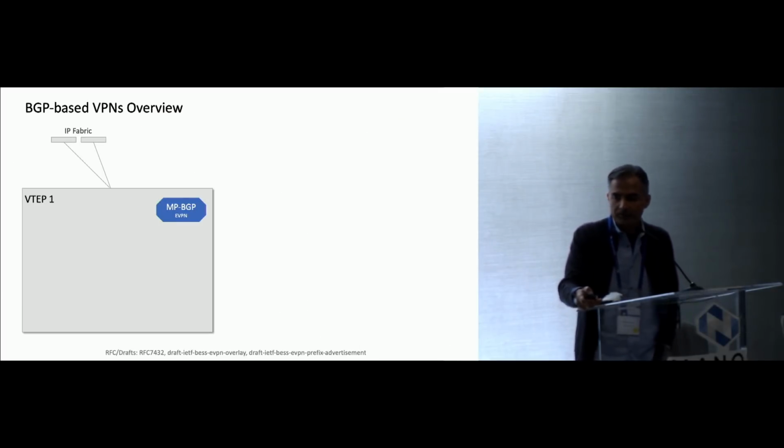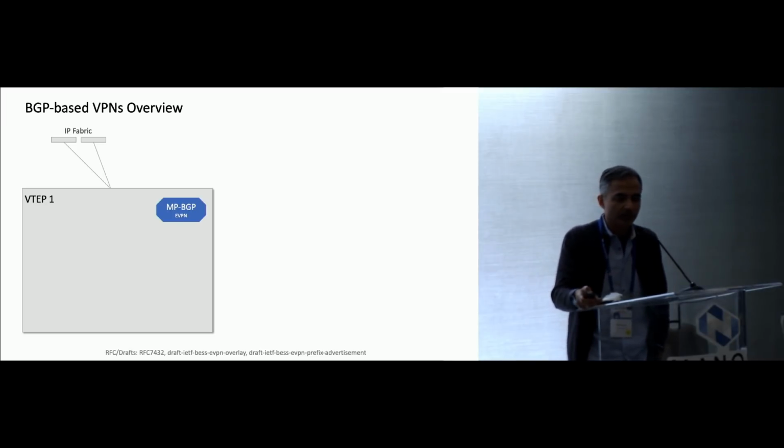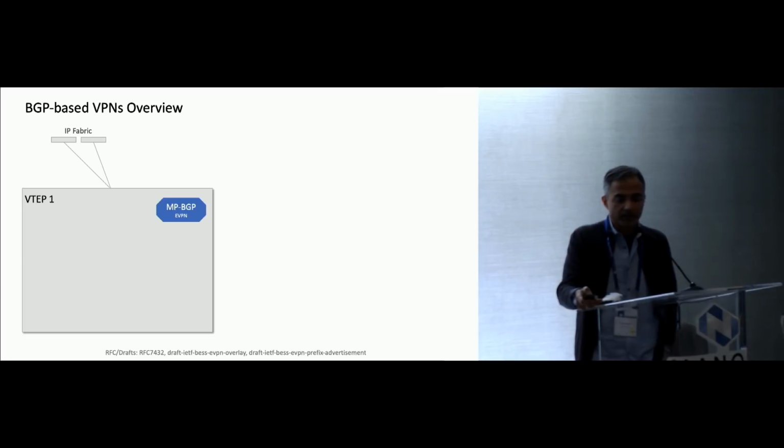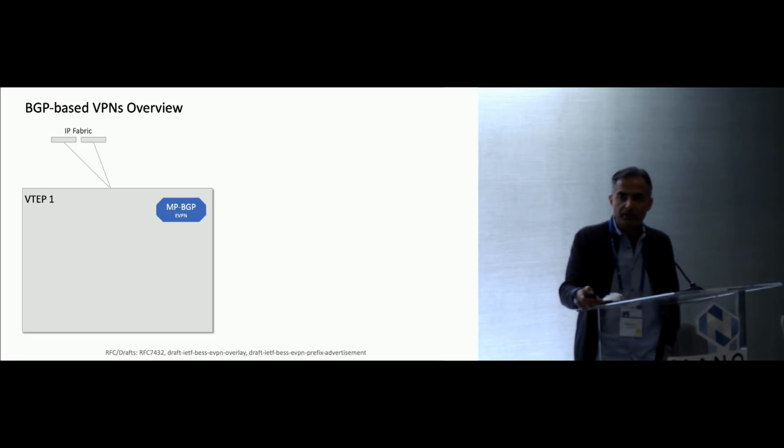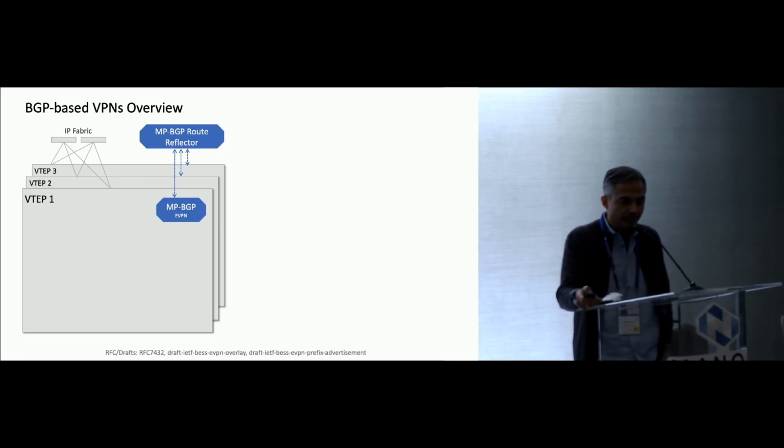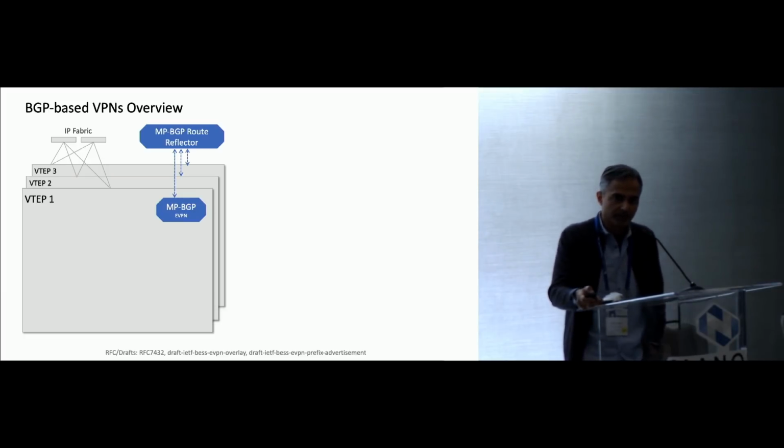Okay, for those of you who aren't familiar with BGP-based VPNs, just a quick overview. We have our VTEP. It has a BGP component, specifically a multi-protocol BGP component that implements EVPN. And then you have the same thing on other VTEPs, and they exchange routing information with each other, either through direct peering or preferably through a route reflector, which simplifies the configuration.